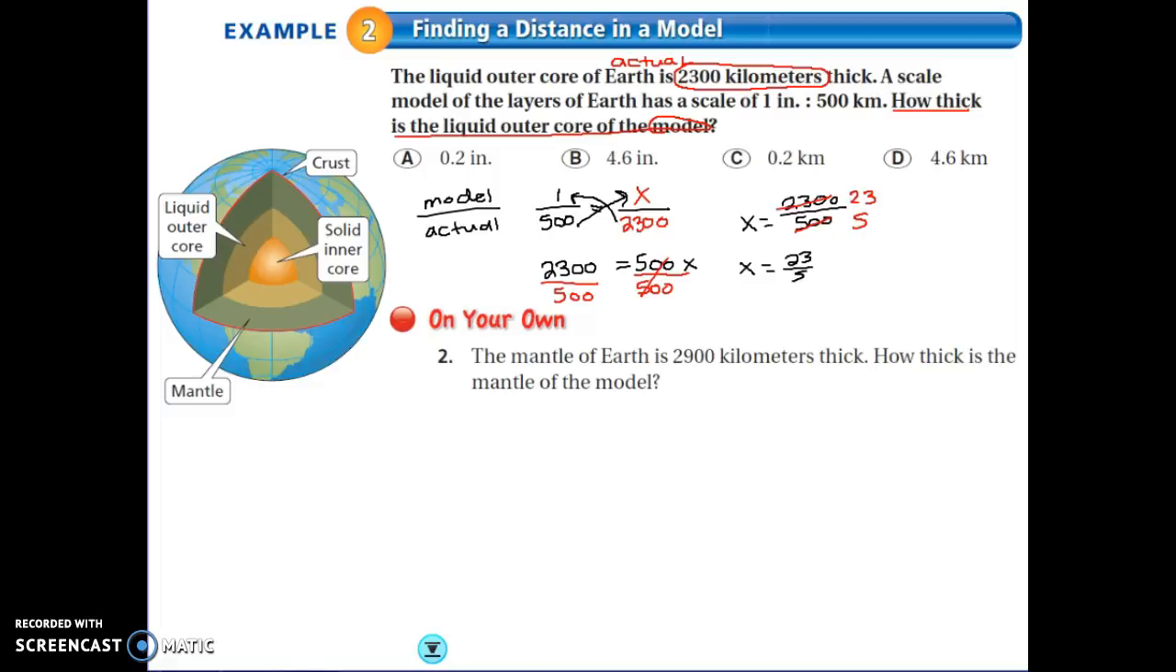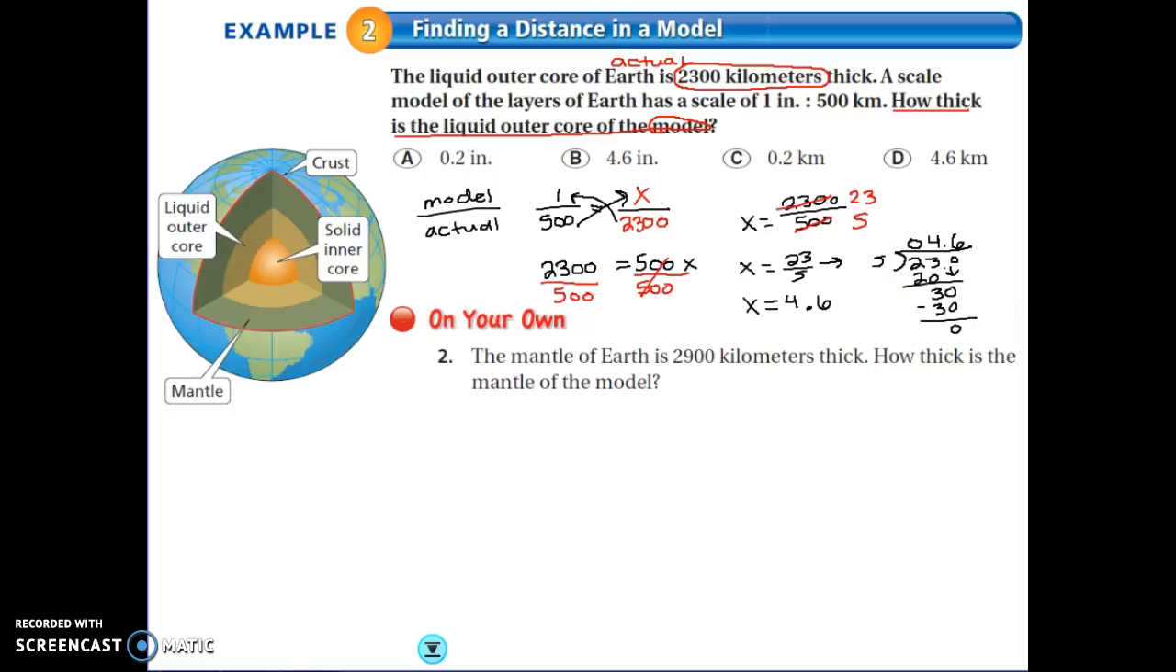Since the values in my answer choices are decimals, I'm going to go ahead and divide this. I have 23 inside and 5 outside. 5 goes into 2, not at all. 5 goes into 23 4 times. Subtracting, I get 3. Put decimals and bring down a 0. 5 goes into 30, 6 times exactly, and there is nothing left over. So that tells me that when I did the division, I ended up with 4.6. So x is equal to 4.6.